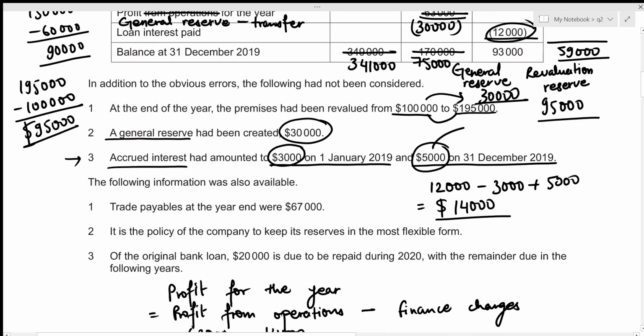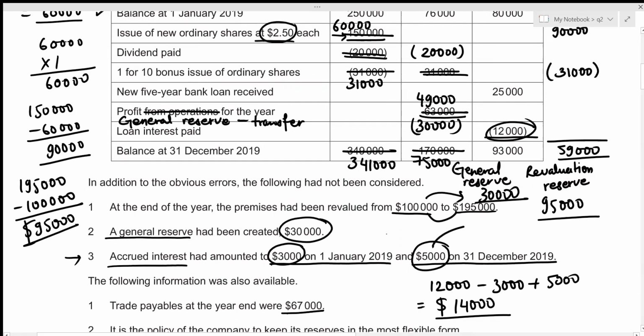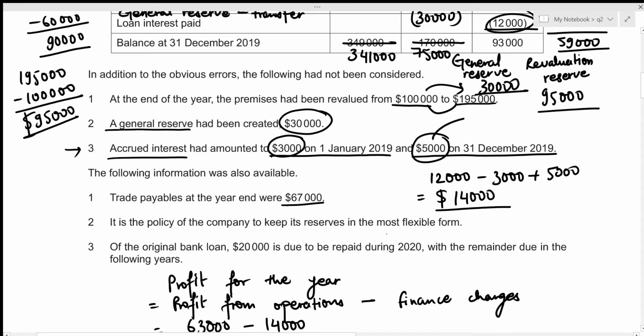Alright, then the additional information given is that trade payables at the year end were 67,000. And we are told that it is the policy of the company to keep its reserves in the most flexible form, like we did above. When there was a bonus issue of shares, we actually funded the bonus issue from our share premium. So that is keeping the reserves in the most flexible form.